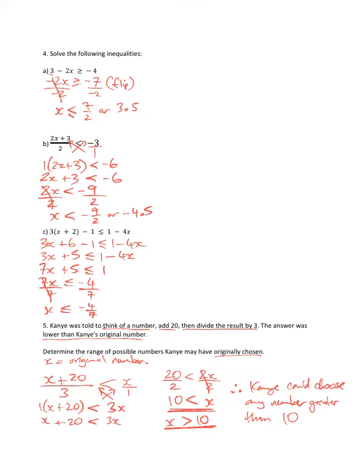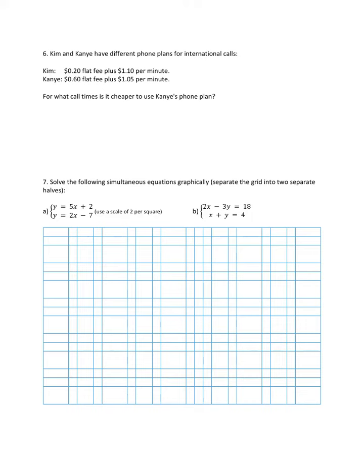Moving on. So here we have phone plans for international calls. Kim and Kanye have different phone plans for international calls. Kim's got a 20-cent flat fee plus $1.10 per minute. Kanye's got a 60-cent flat fee plus $1.05 per minute. For what call times is it cheaper to use Kanye's phone plan?